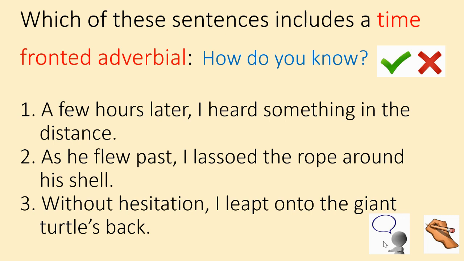Now I want you to write number 2, tick or cross. Does the sentence include a time-fronted adverbial? As he flew past, I lassoed the rope around his shell. Tick or cross. And number 3, tick or cross. Without hesitation, I leapt onto the giant turtle's back. Does that have a time-fronted adverbial, tick or cross? I want you to do that now, and then press play and continue the lesson. Press pause.